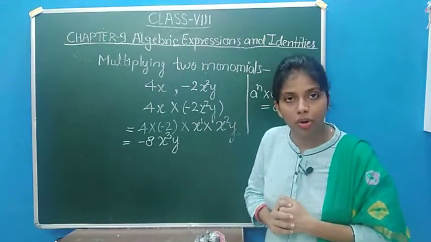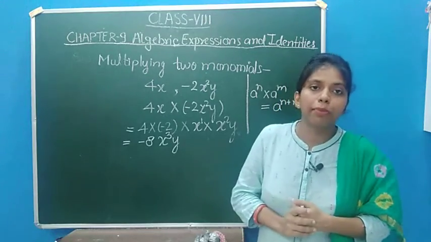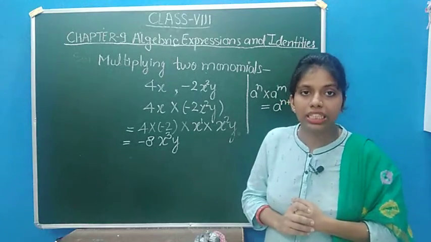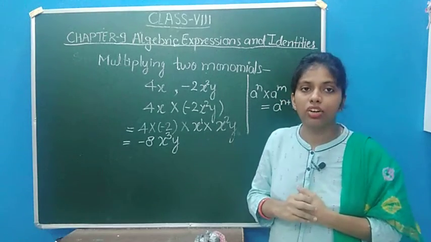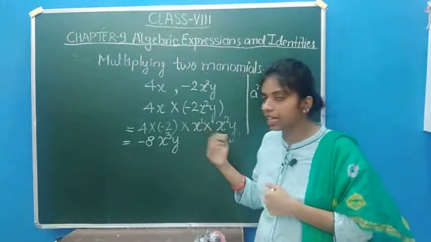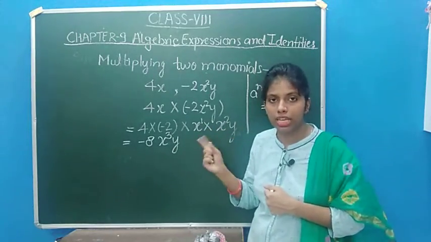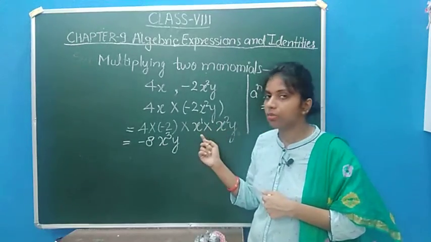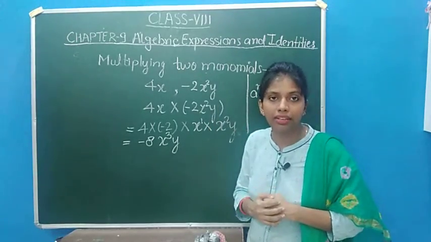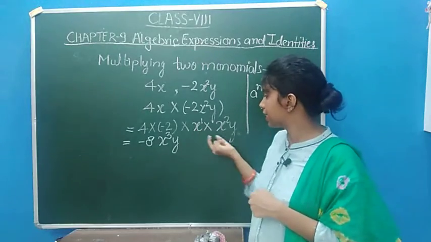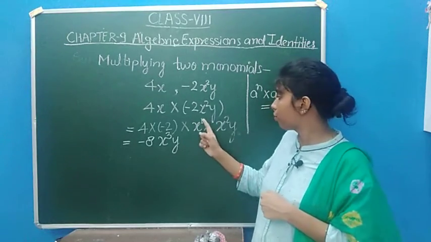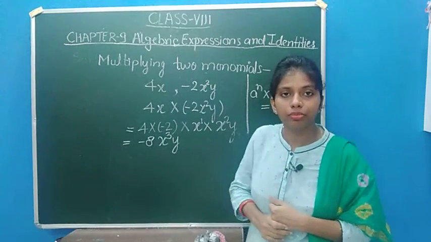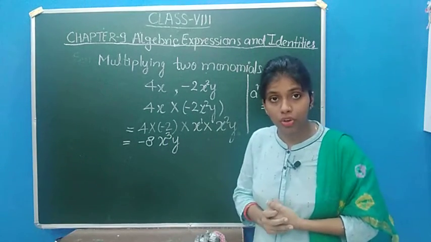For multiplication of monomials it's very easy. We have to multiply the numerical factors, the coefficients, with each other. And for the variables, if we have the same variable, then their powers are going to be added with each other. Like here we have x, the same variable, so the powers 1 and 2 are added, so here we get x to power 3. Okay, let's discuss some more examples.